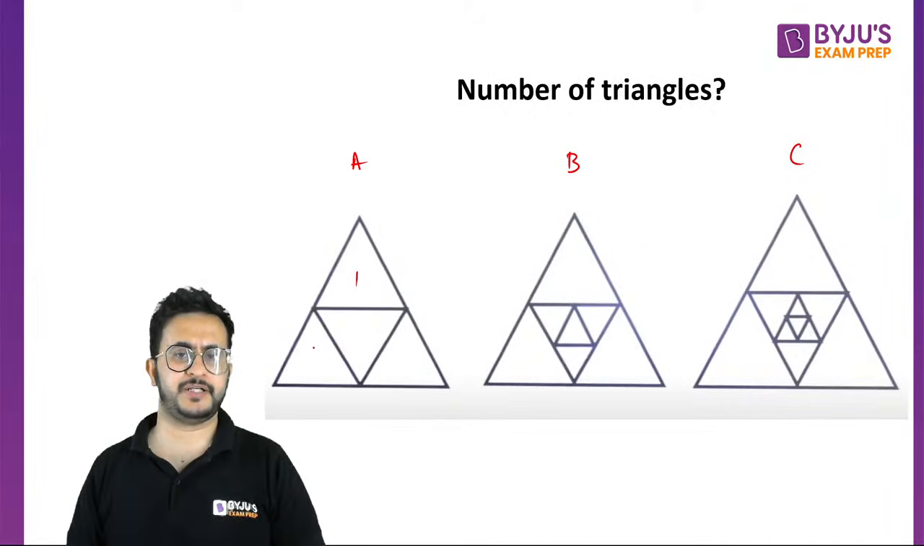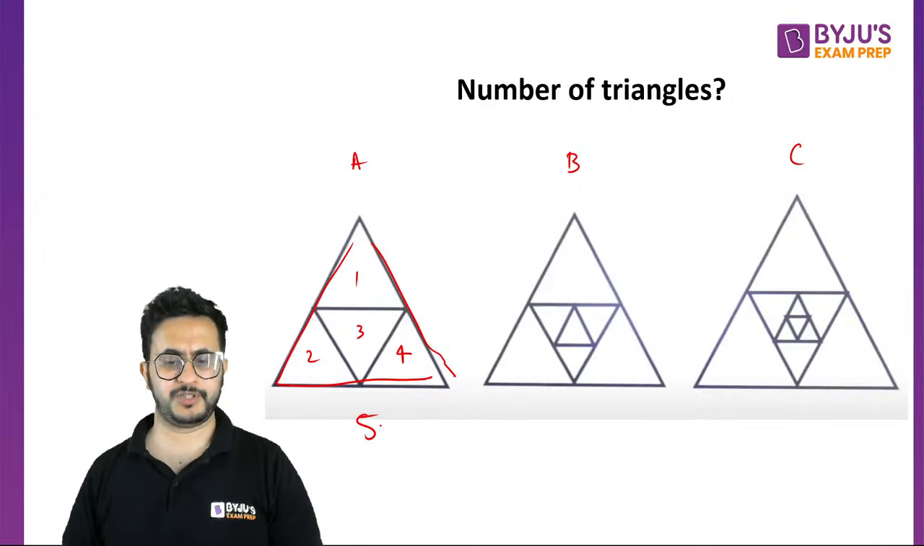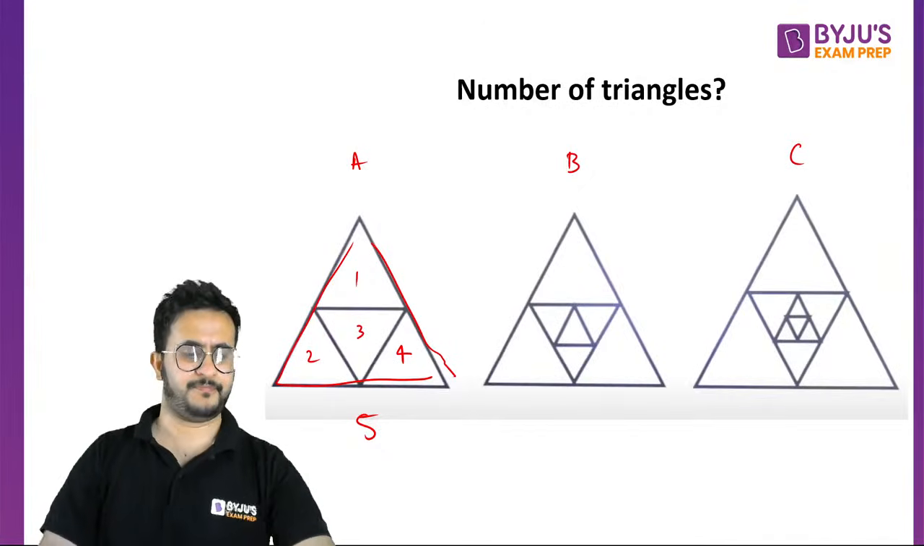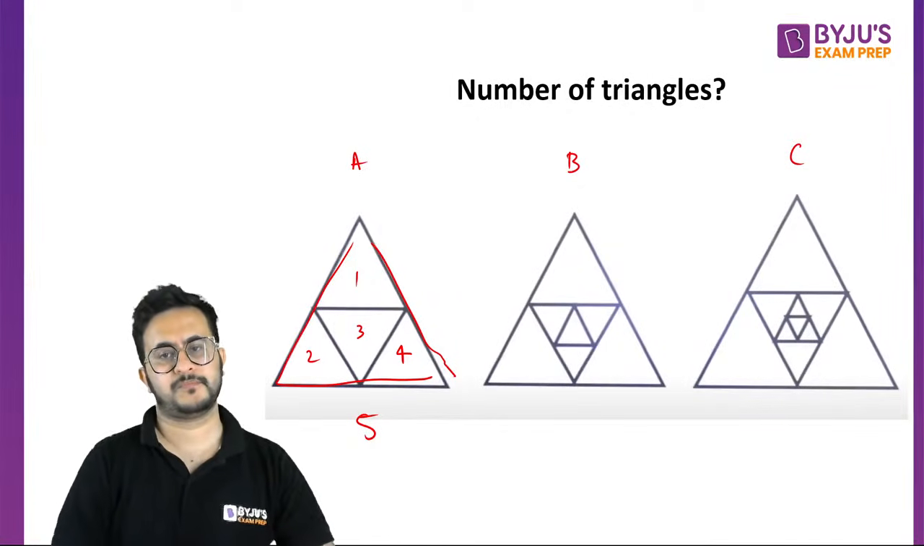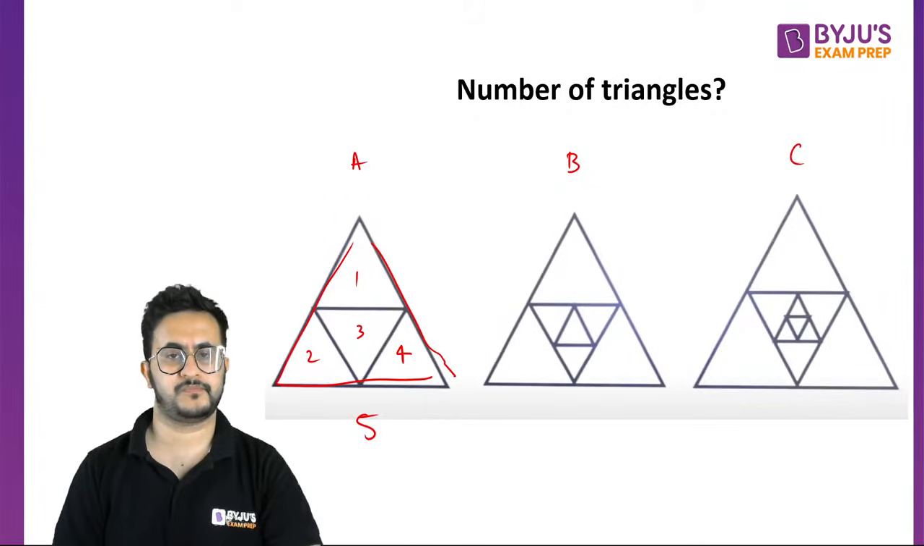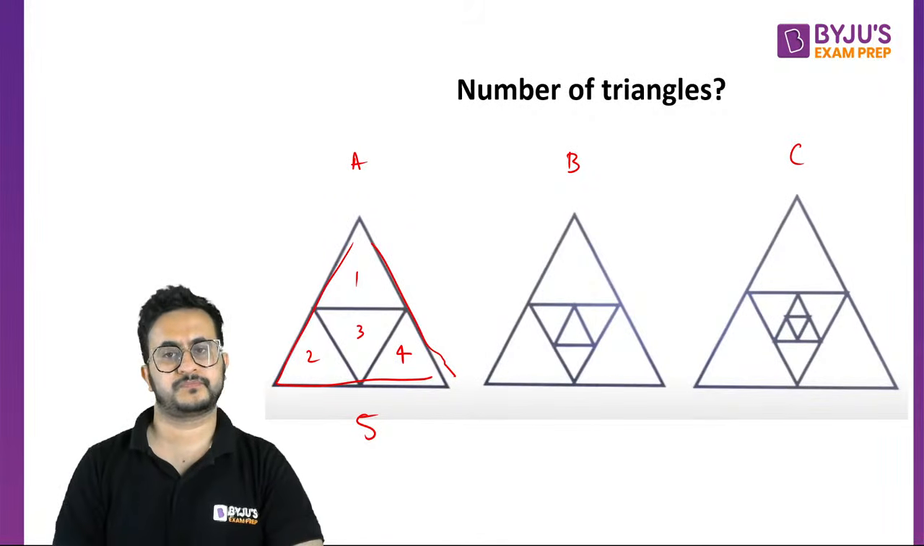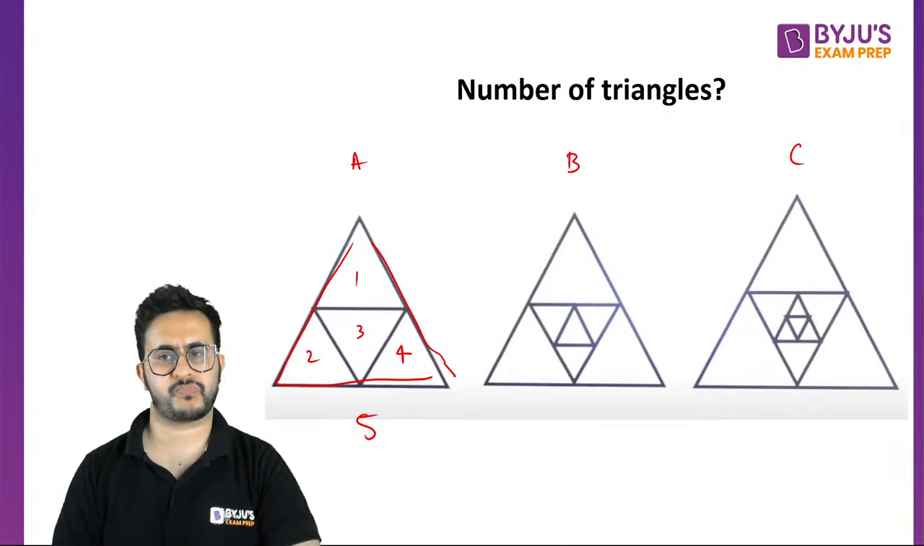Okay, first you will say 1, 2, 3, 4, and the larger outer triangle, 5 triangles. What about the second figure? Nine and 13.